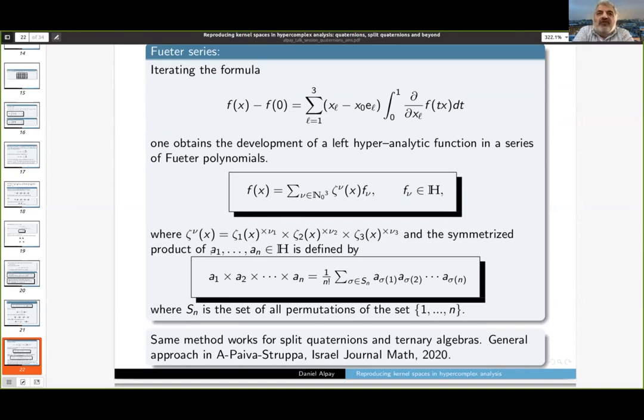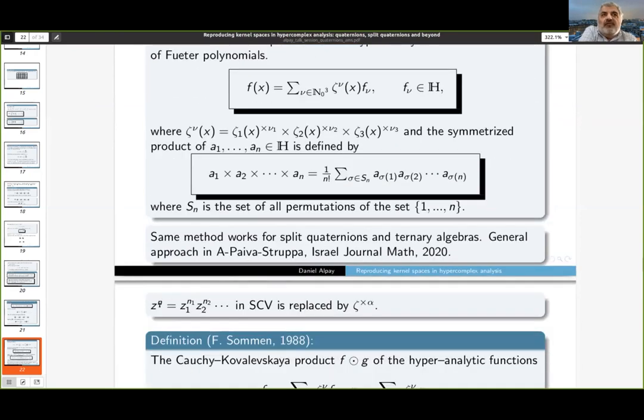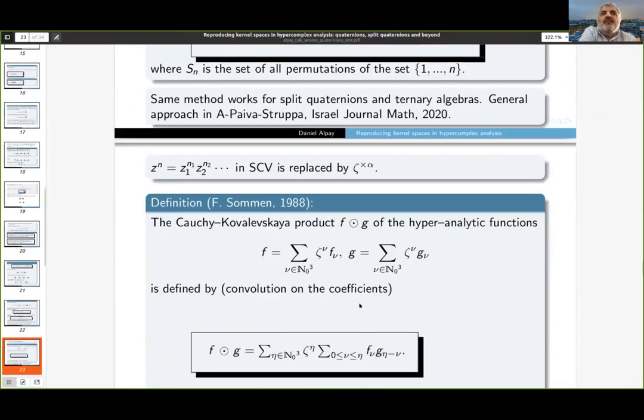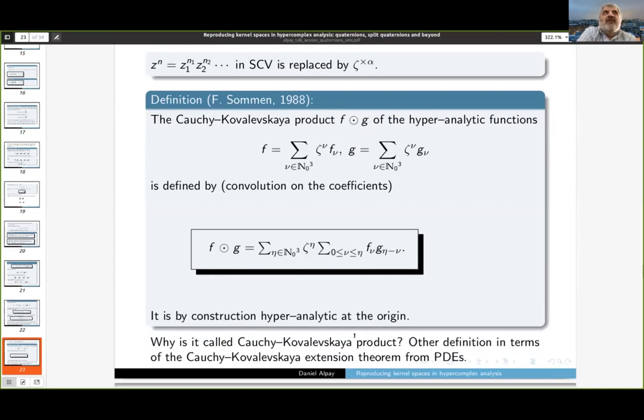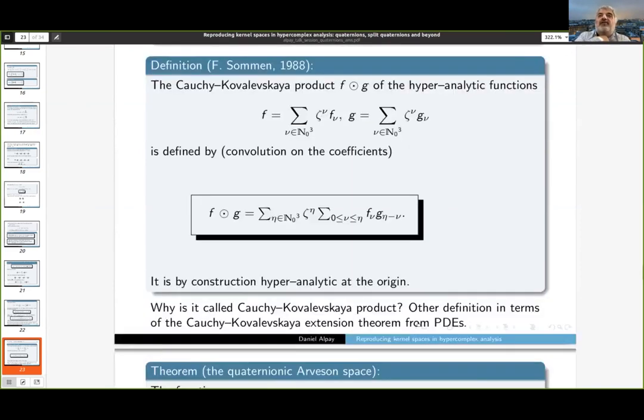And there is a general approach which was developed with my student Ismail Paiva and with Daniel Struppa, which appeared recently in the Israel Journal of Mathematics, which can include all these kinds of variables. But basically, in this setting, the Z^n of several complex variables is replaced by this symmetrized product. It is not the pointwise product, it is a Cauchy-Kovalevskaya product. It's a convolution on the coefficients, and it's called Cauchy-Kovalevskaya because in some other definition, it uses Cauchy-Kovalevskaya extension theorem from PDEs.